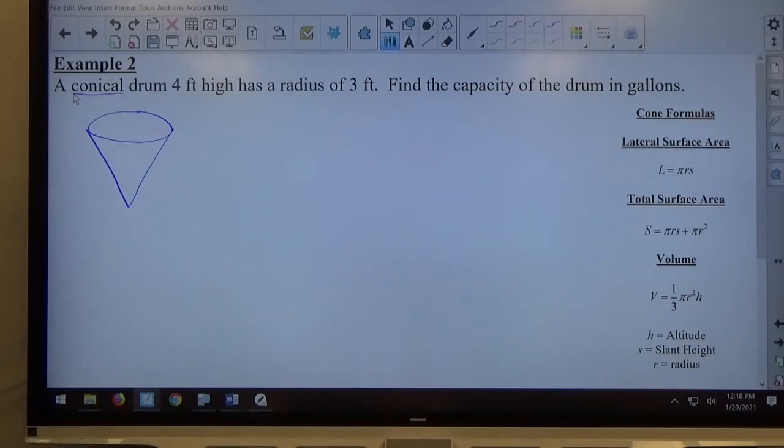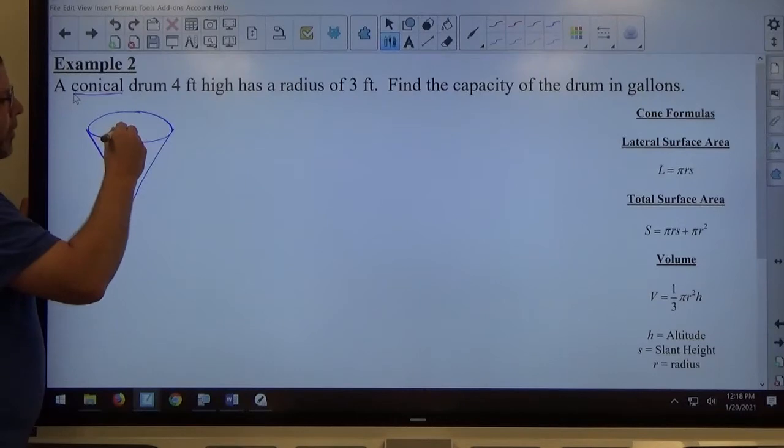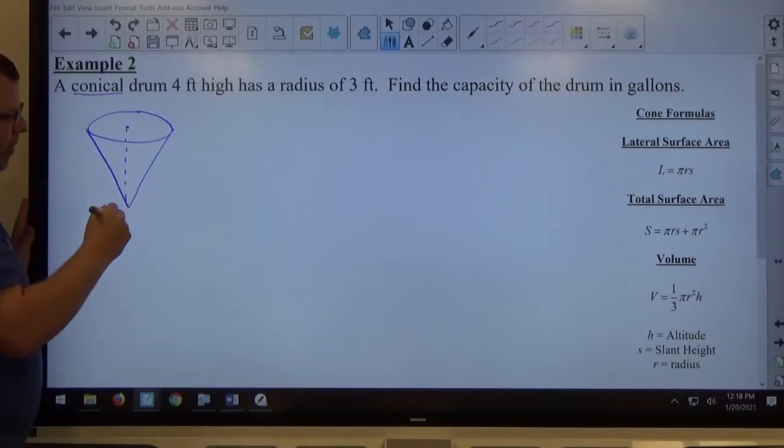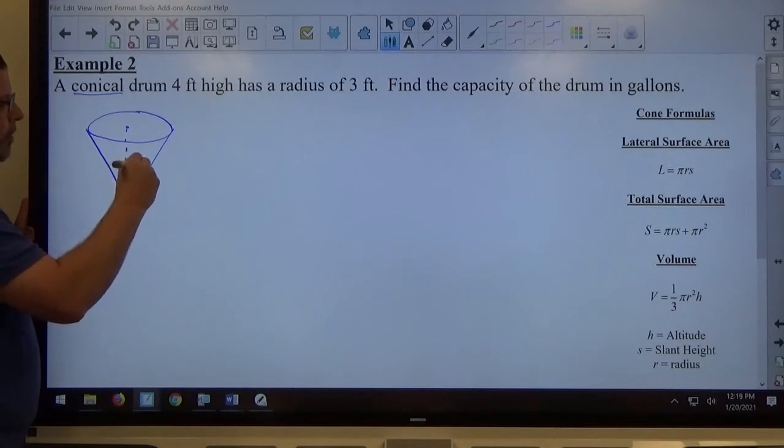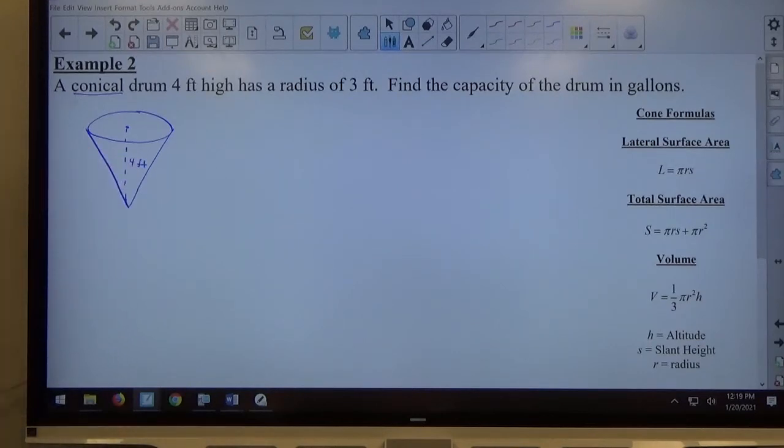So 4 feet high. Anytime they talk about high, like so many feet high, it's talking about the altitude. So when it says 4 feet high, they're telling us that the distance from the center of the circle to the tip of the cone is 4 feet. Has a radius of 3 feet.